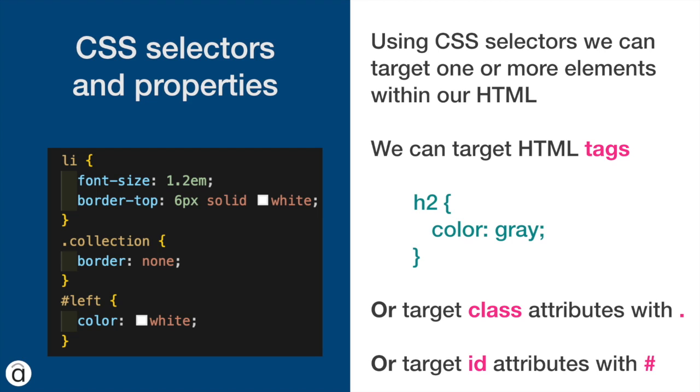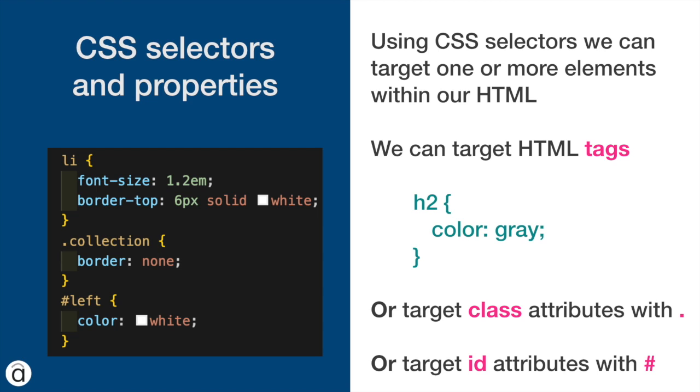Okay, now you're thinking, well, hey Mike, what's all this? You put H2 curly brackets, then on a separate line color gray, and then another curly bracket. Well, you will see shortly why we do this, because it just makes the code more readable. So that's one way of targeting things on our HTML page. That is just targeting the H2.